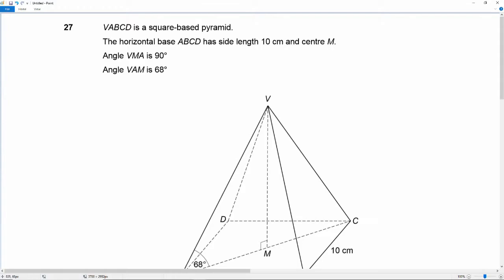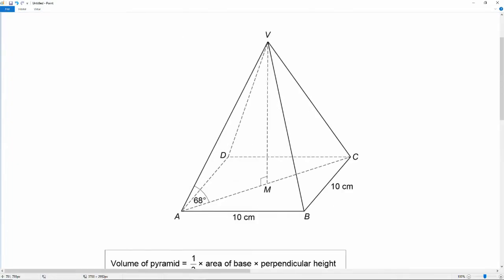VABCD is a square-based pyramid. The horizontal base ABCD has side length 10 centimeters and center M. Angle VMA is 90 degrees. In other words, the apex of the pyramid is directly above the center of the base. Angle VAM is 68 degrees, so the slope angle is 68 degrees. So length VA is inclined at 68 degrees to the plane of the base of the square-based pyramid.